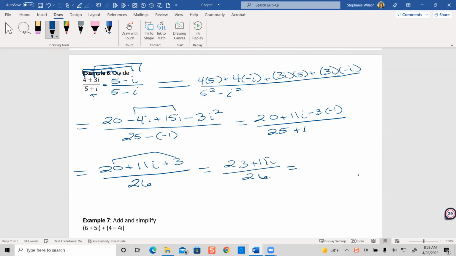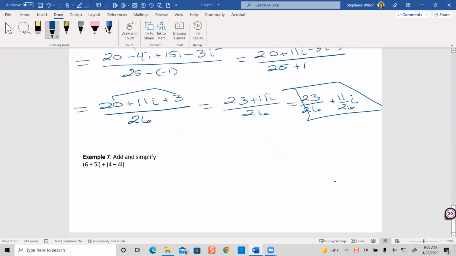However, we're going to write it as real versus imaginary. So I have 23 over 26 plus 11 over 26. Now, this i either goes out to the side or you can put it in the numerator, but do not let it go in the denominator. Let's erase this. And this is our answer.